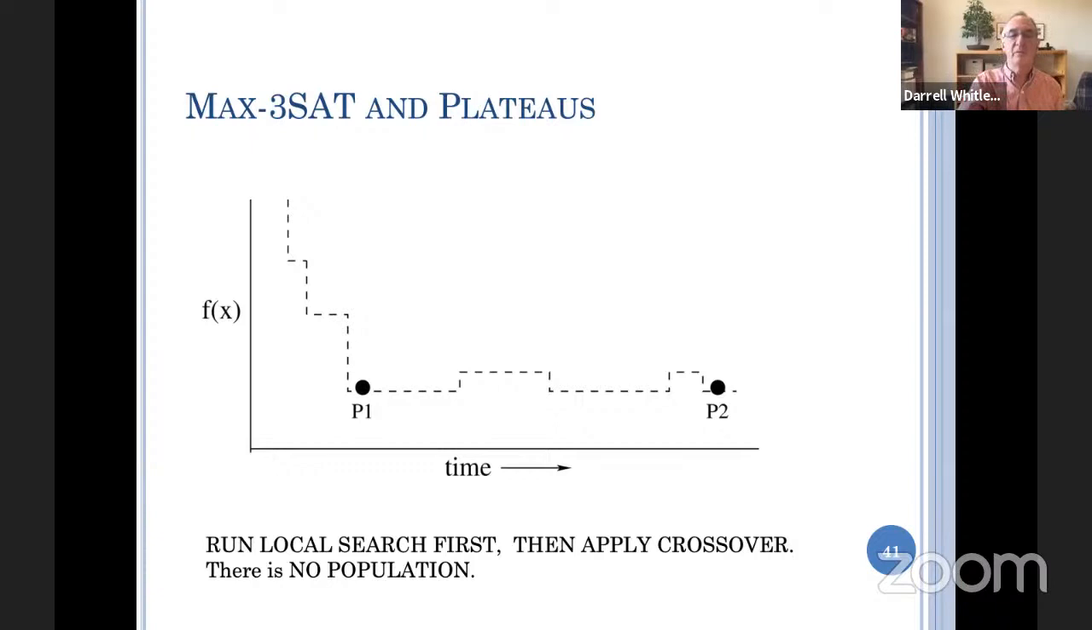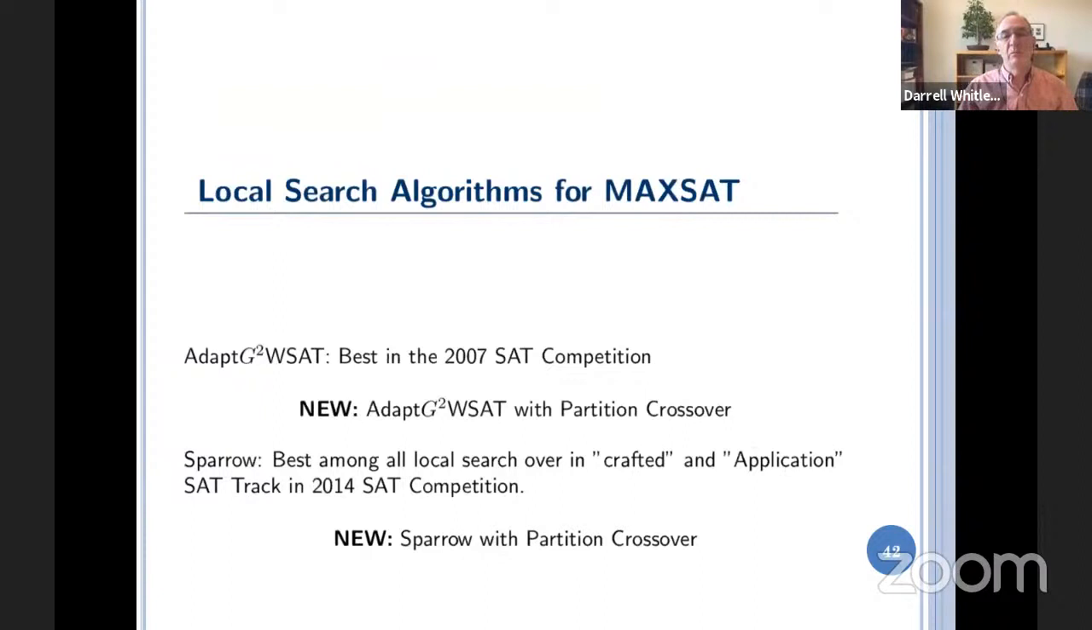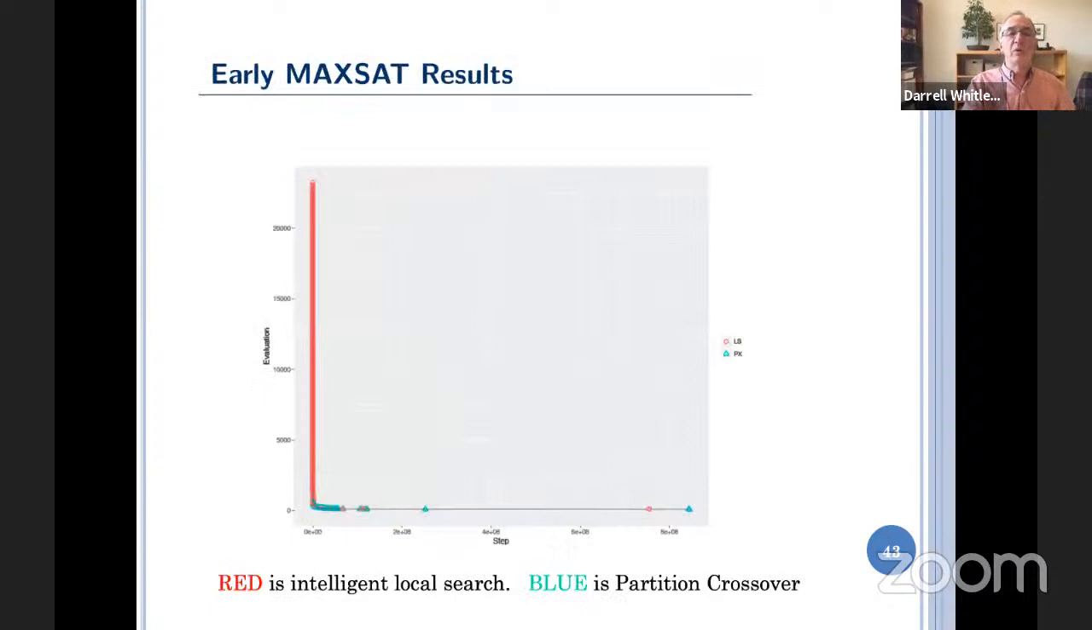So we did this. We used AdaptG2WSAT, which was best in the 2007 SAT competition. We used Sparrow, which won several tracks in 2014. We used these because the source code was publicly available. We have compared it to more recent SAT solvers. So what we're doing is we're letting these SAT solvers run until they hit a plateau. And then when they seem to get stuck, then we start applying recombination.